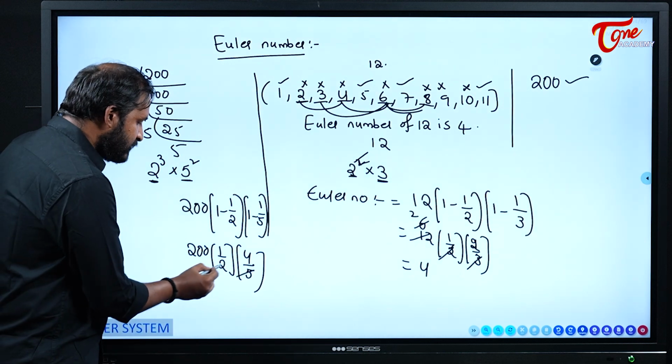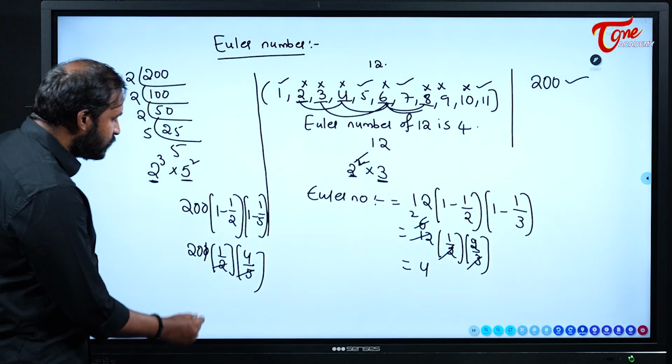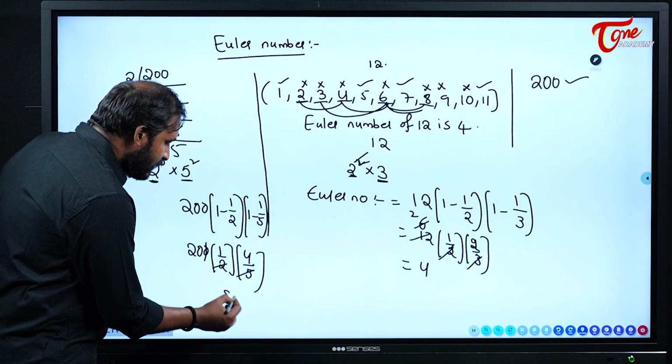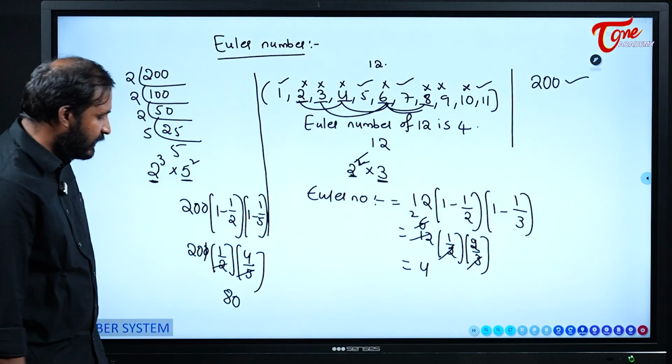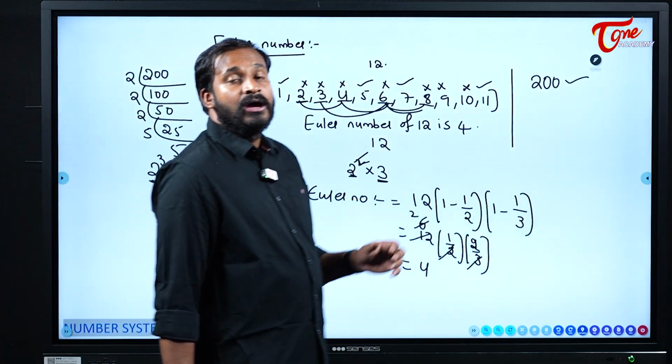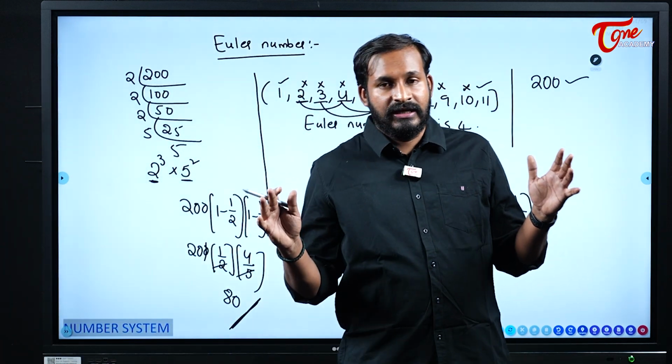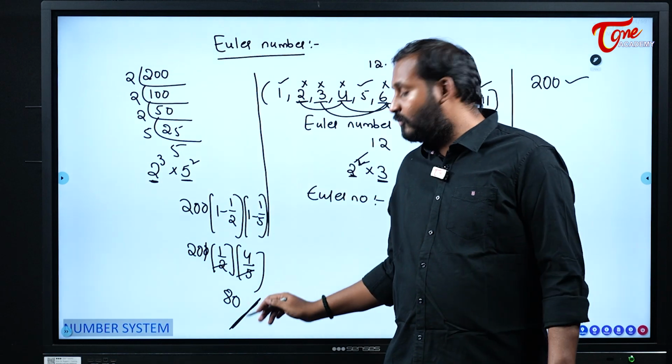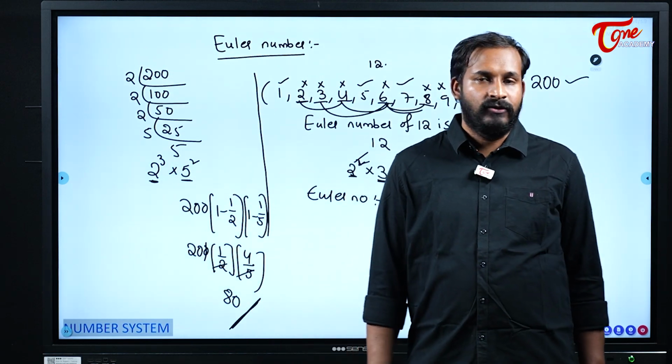2 fives are 10, the 0s get cancelled. So, 2 fours is what you will get? 80. So, the Euler number of 200 is 80. That means, from 1 to 199, if you check with 200, there are 80 co-prime pairs.